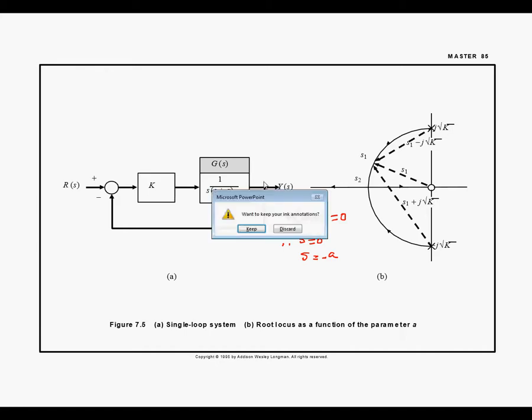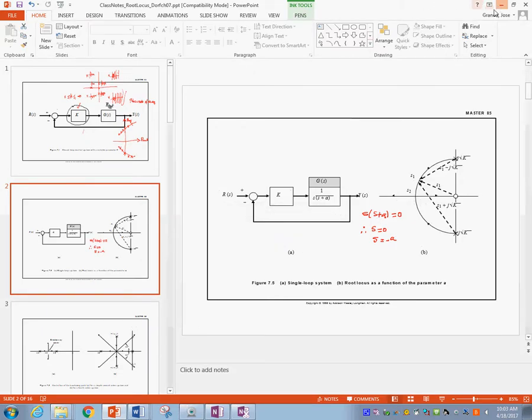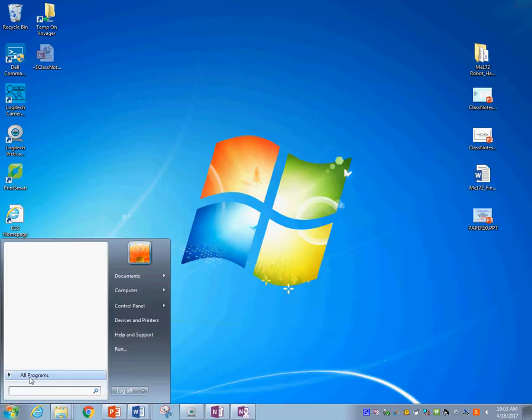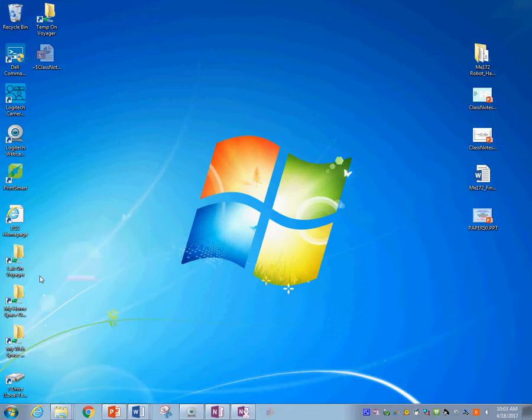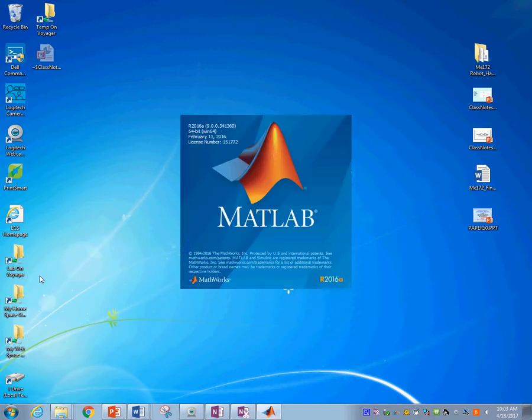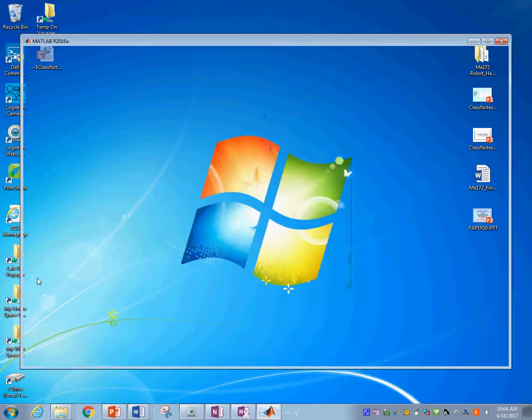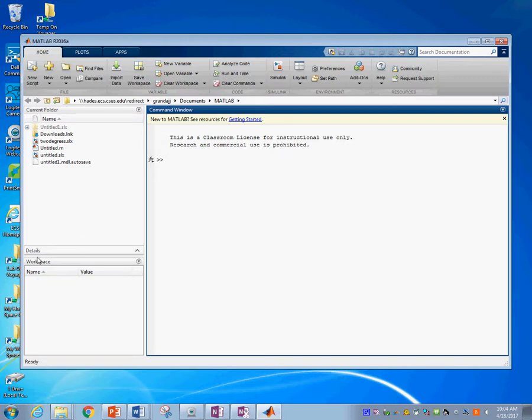So why don't we do that? Let's go ahead and go to MATLAB right here. All right, and let's enter a transfer function like the one we had on the diagram there. Okay, I have shown you there are a couple of ways to enter the transfer function.